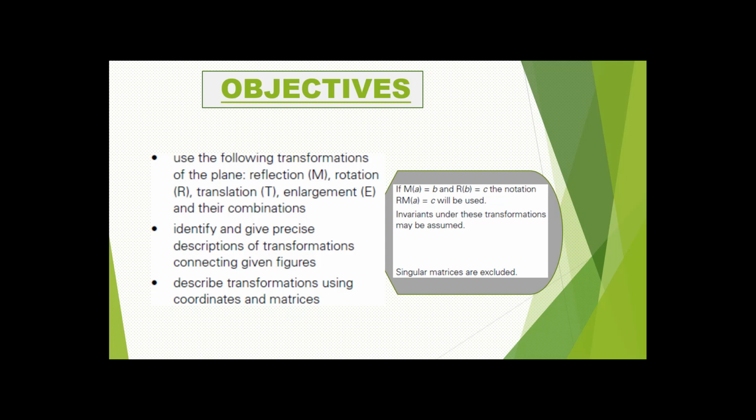Today students, in this tutorial, we are going to explore the third objective, which is describe transformations using coordinates and matrices. Since we have started the reflection, we are going to describe reflection using coordinates and the matrices. As I told you, there are 4 cases of reflection in the last tutorial, whose link I am going to leave in the description box. And we are going to explore all 4 cases, but this time with the coordinates and the matrices.